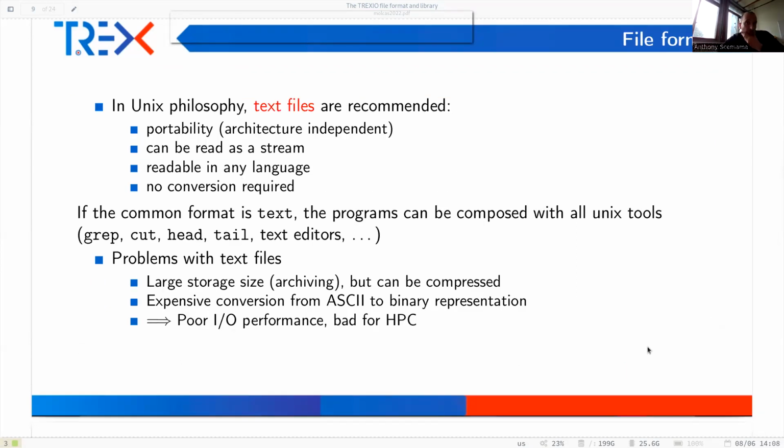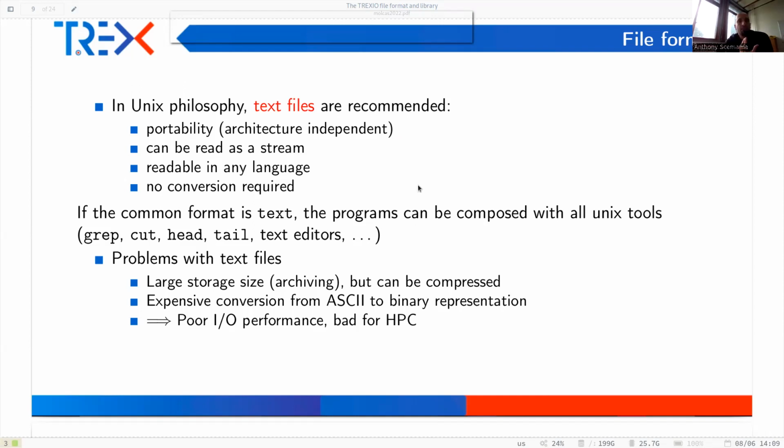So for file formats, in Unix philosophy, they say you should use text files. The motivations are portability, because text files you can read on any kind of machine. It can also be read as a stream, so you can transfer it through the network or with a pipe. You don't need to have the whole file to be able to understand what's inside. You can read the string in any language, so it doesn't put on you any constraint on how you're going to read it. And there is no conversion required. Everyone can write a code that reads a string. So it's the most general format.